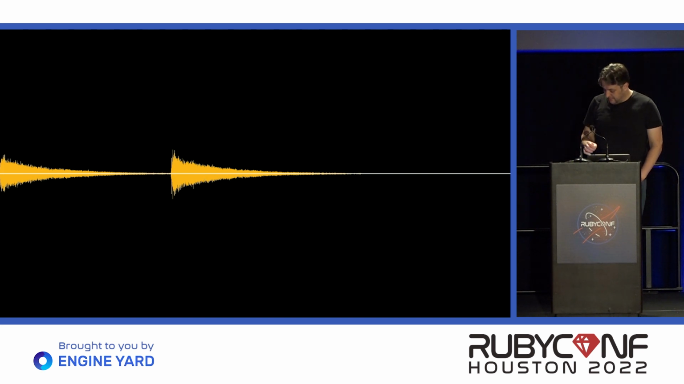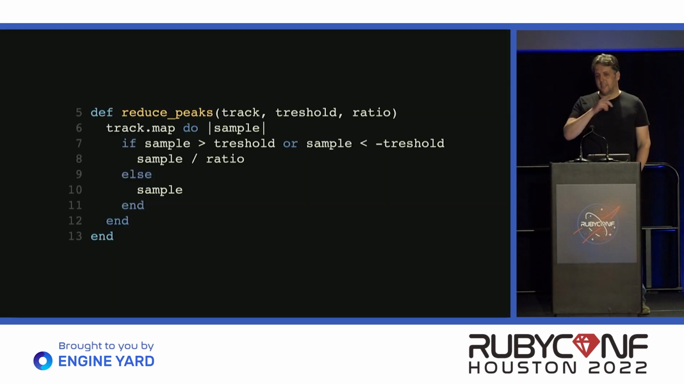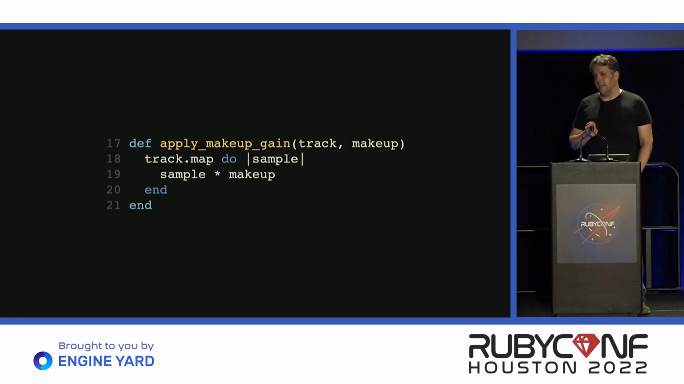So we're starting with these two cymbal hits. I'll let you hear them. Yeah, so we got those two cymbal hits, and what we're going to do is reduce the peaks on them. So we're looping through all the samples, and we're looking for all the samples that are above the threshold, and then we're making them less loud using a ratio. And if they're not above the threshold, we're just going to keep them as is. And then in the second pass, we're going to apply makeup gain, which is exactly the same thing as the amplification thing we used earlier. We're just going to make every sample louder now.